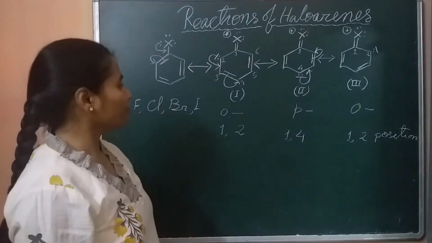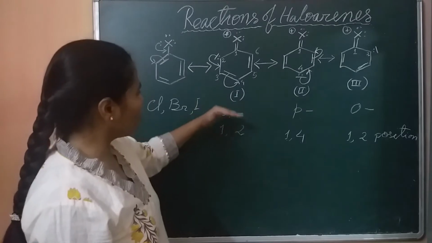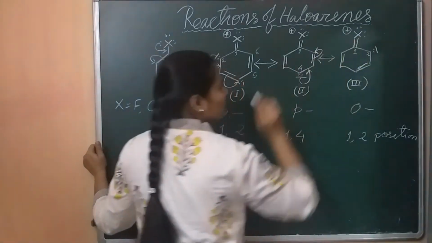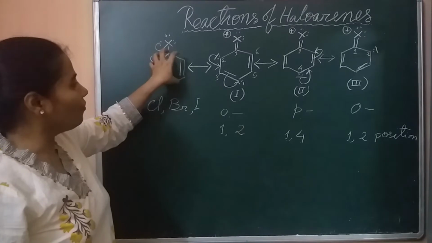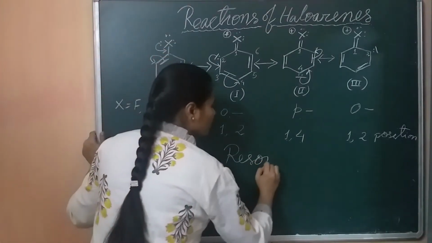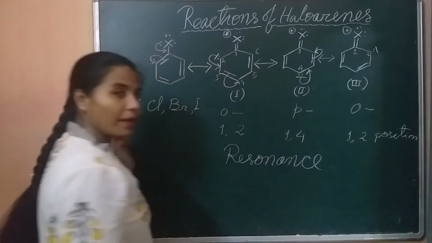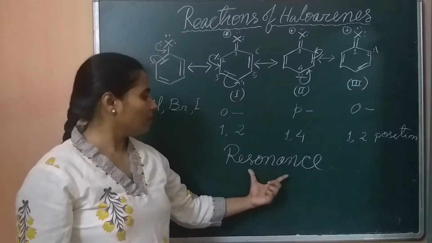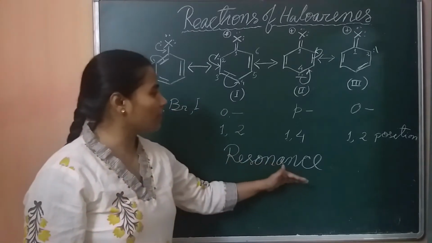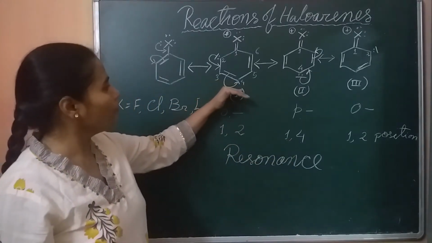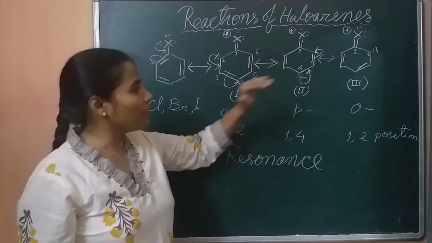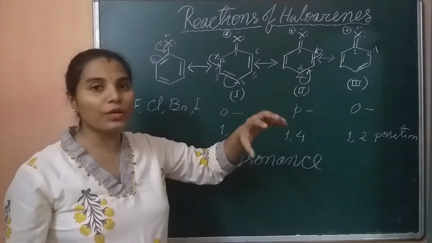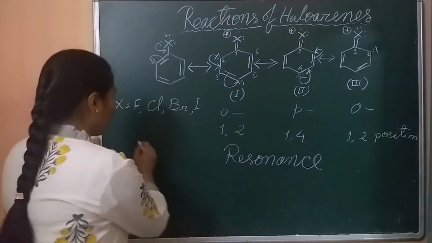Now, you see, at the ortho and para positions, the electron density increases when this haloarene undergoes resonance. What is resonance? Resonance is the delocalization of electrons. So when the haloarene undergoes resonance, the electron density increases at the ortho and the para positions. So from this, we can say that haloarene will be more attracted towards the electrophile. Why?